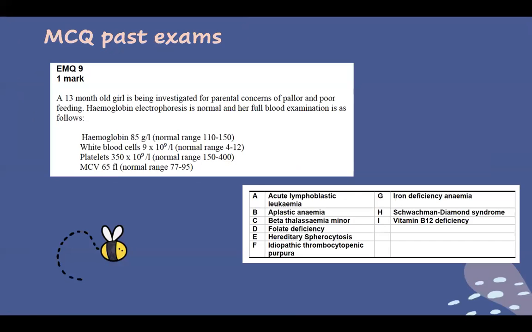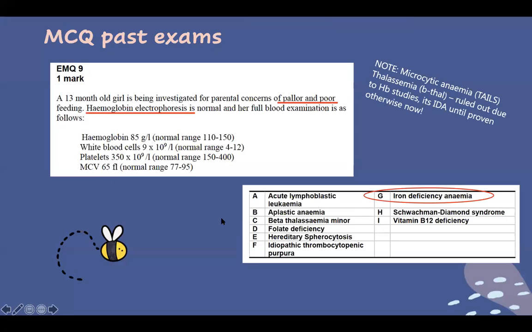Past exam questions. So we're going into Haem Onc land now. A 13-month-old girl is being investigated for pallor and poor feeding. Hb electrophoresis is normal. That's important because they're trying to tell you there is no beta thalassemia, which is an option there, so we can rule that out. There's microcytic anemia, white blood cells are normal, and platelets are normal. So microcytic anemia, you ruled out thalassemia.